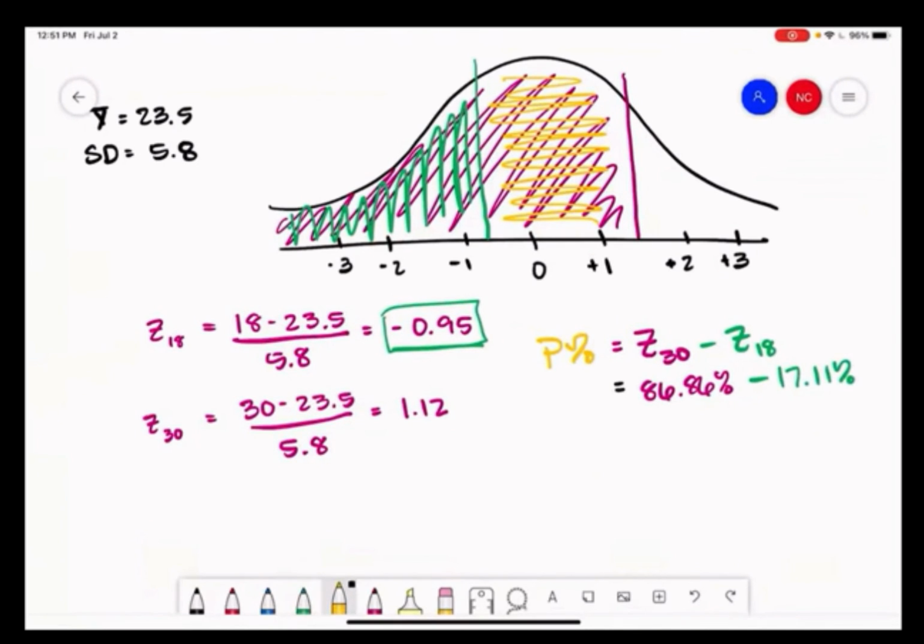When we subtract these, we can get our percentile that lies in that middle section, this one up here. Okay. So 86.86 minus 17.11 is going to give us a probability of 69.75%, meaning that the chances that we could randomly pull a data point out of this distribution, right? We have a 69.75% chance of drawing somebody between 18 and 30 hours of fast time.